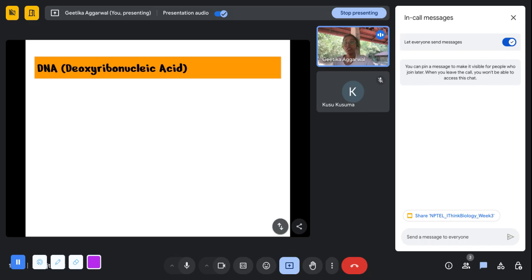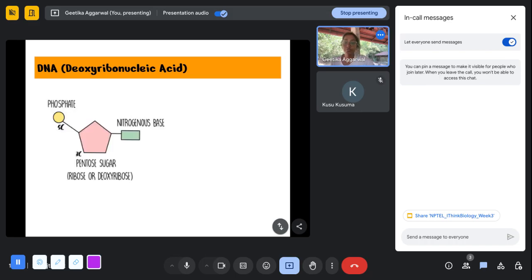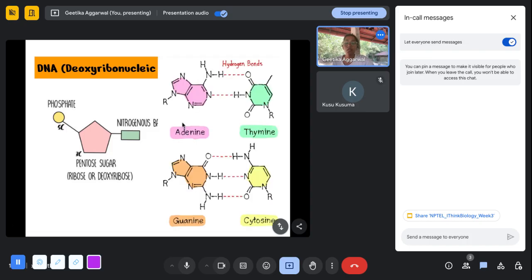So, coming to DNA, which is the deoxyribonucleic acid, its backbone is composed of a pentose sugar, which in the case of DNA is deoxyribose, but in the case of RNA, it's ribose. And it's formed of a pentose sugar, which on its first carbon has a nitrogenous base attached to it, and on the fifth carbon, or on the fourth carbon, it has a phosphate group attached to it. Okay. So these nitrogenous bases are these four bases. They could be adenine, thymine, guanine, or cytosine.